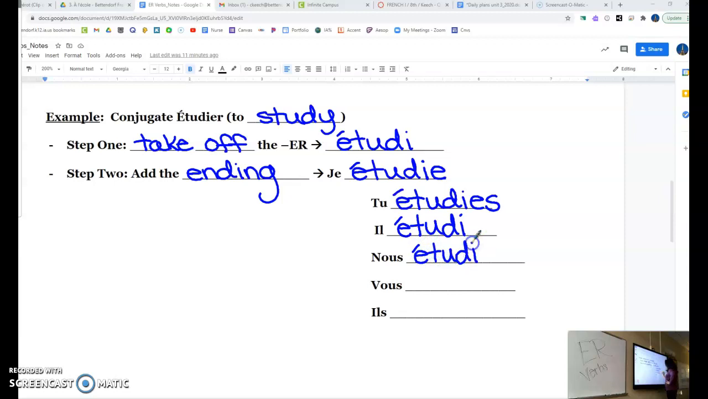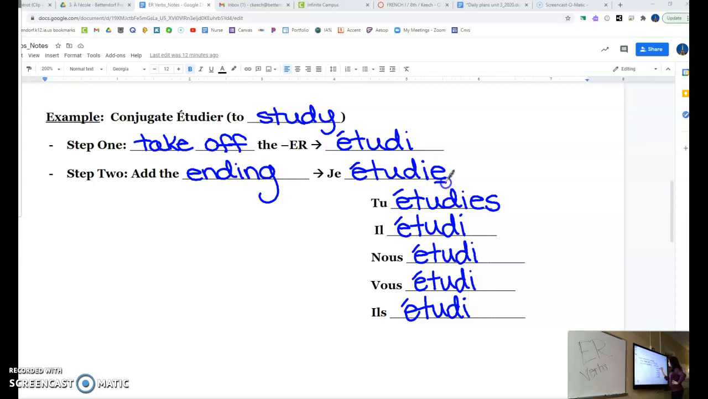For all of these, you need to take the ER off because that's the first step. So let's just go down the list and take the ER off for all of these. Now, methodically, we're going to go down the list and add all the different endings.